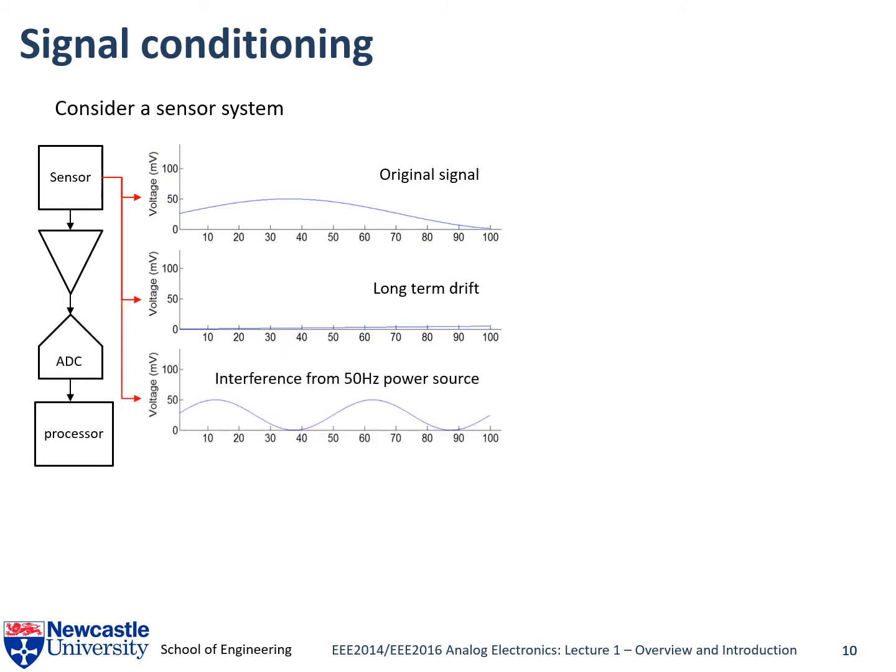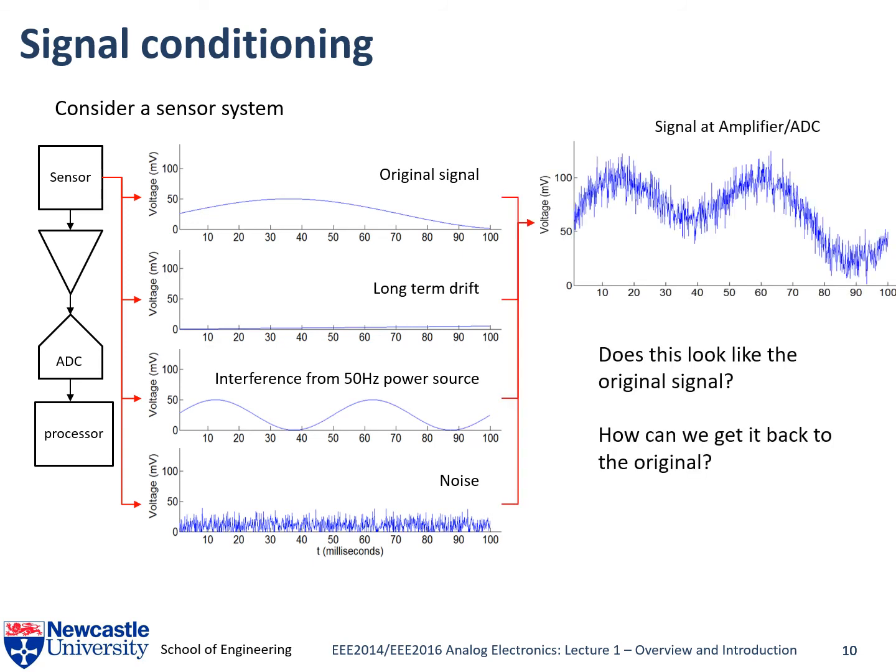We might get interference from very common sources, like the 50 Hz power signal that we use in our fluorescent lights, for example, which often creates interference with the signal. Or we may have more general noise from other things in the background. And all of this will combine to present the signal that we actually receive at the amplifier.